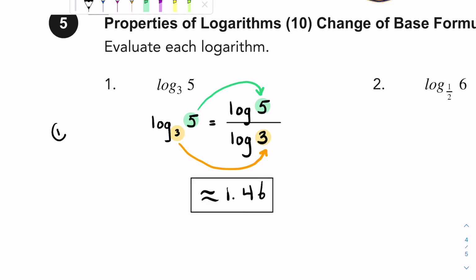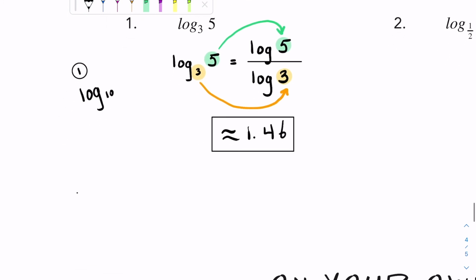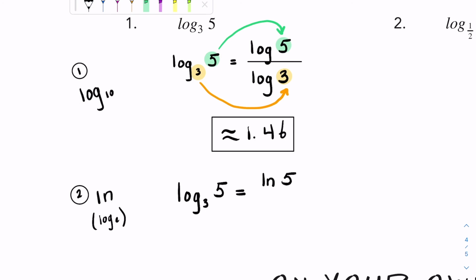This first method that we just went over uses log base 10. For the second method, I'm going to use ln, which is log base e, also in your calculator. I'm going to do this the same way. I'm going to start with log base 3 of 5, that's our original problem. I'm going to write this as ln of 5 divided by ln of 3.